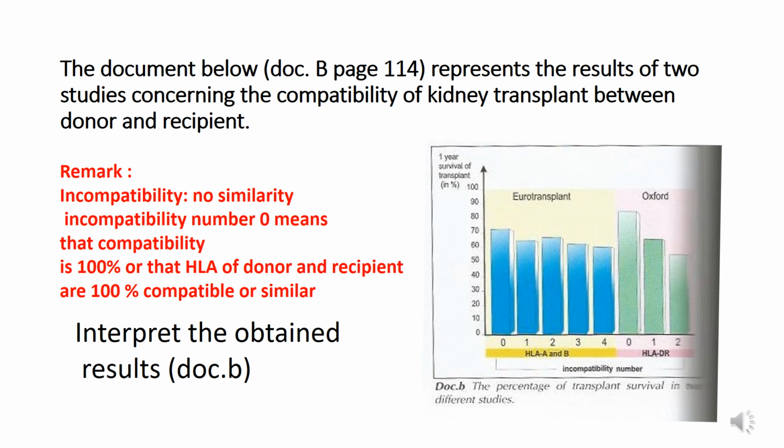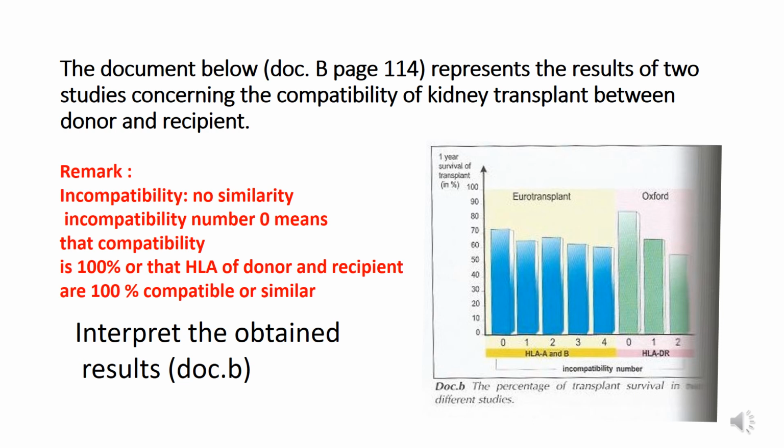I also prefer here that you stop watching the video for a while, for a few minutes, and then try to answer this question. Interpret the results shown in this graph. How to do the interpretation? The study performed by Eurotransplant shows that when the incompatibility number is 0, the survival of the transplant is 72%. However, it decreases to 60% when the incompatibility number increases to 4. This is for the Eurotransplant.